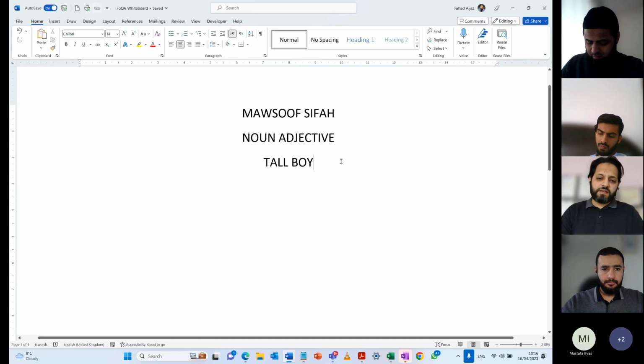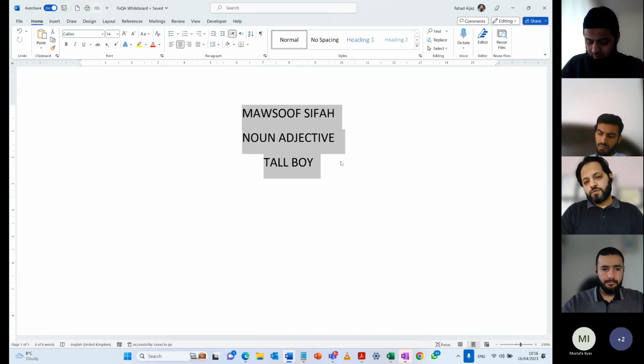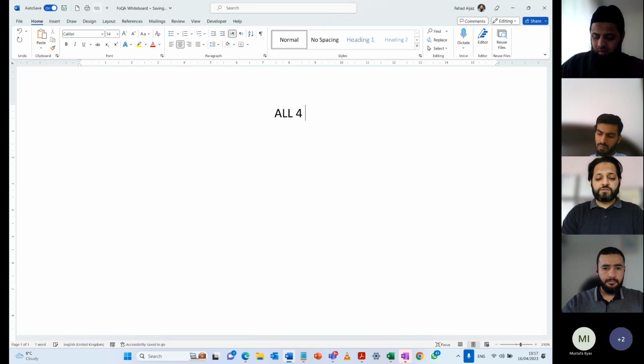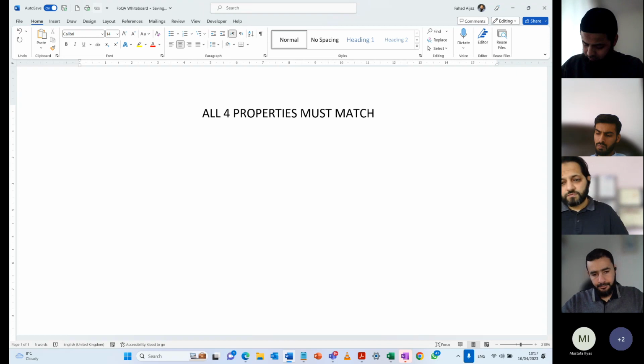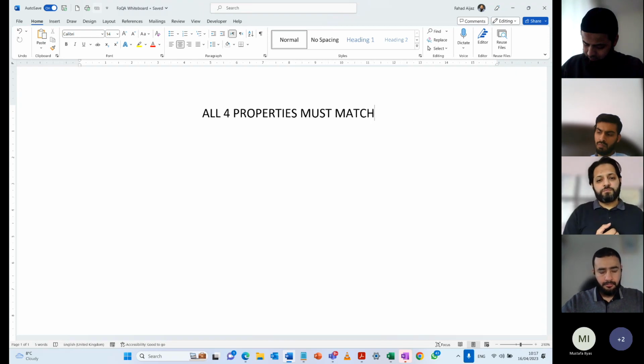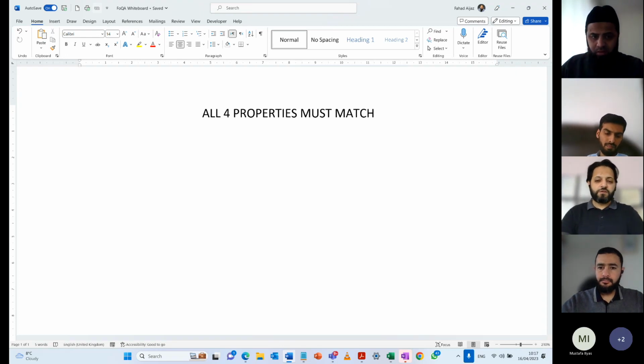Right. So in the Arabic language, when you build up this Mawsoof sifa, there are a few things you have to keep in mind to identify if the fragment is a Mawsoof sifa fragment. The first thing is that all four properties must match. Of course, four properties between the isms, one is the Mawsoof that is being described, and the adjectives as well, the sifat. So the properties will always match.